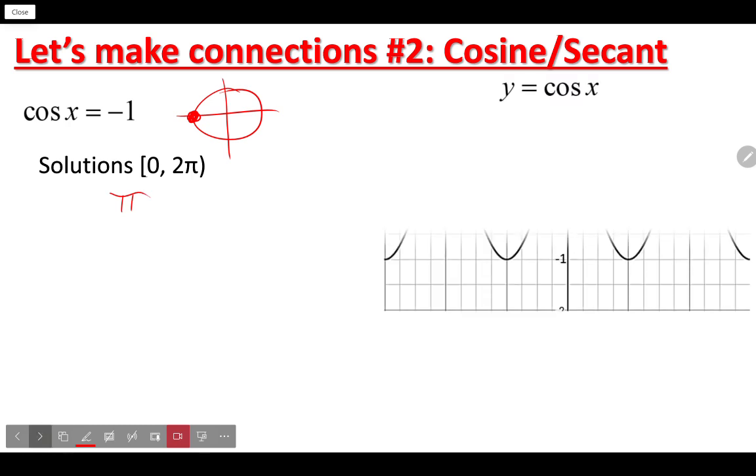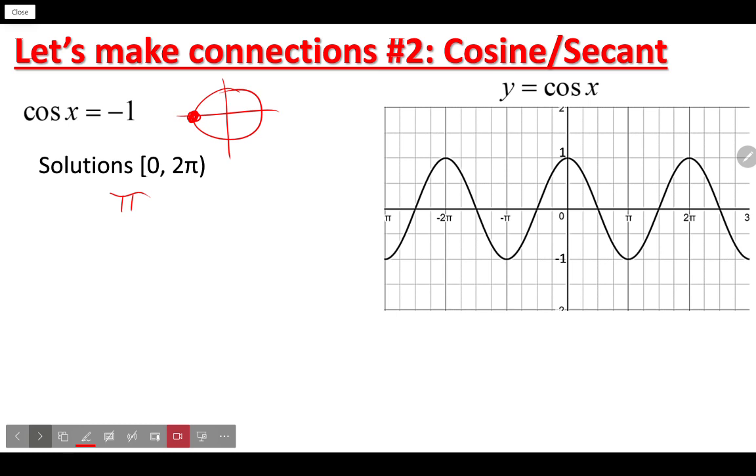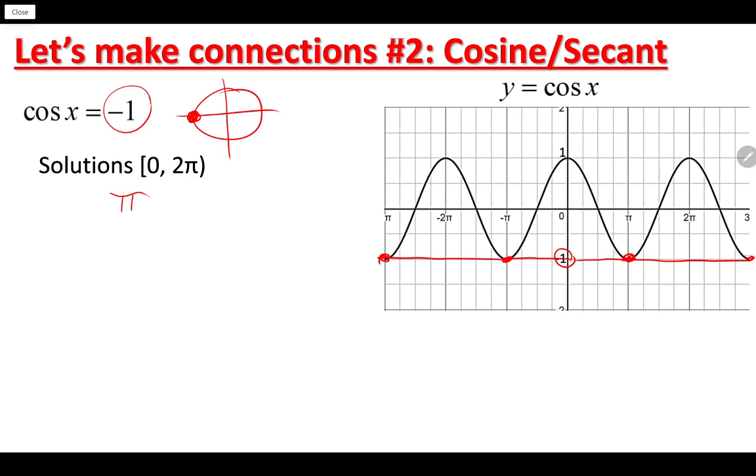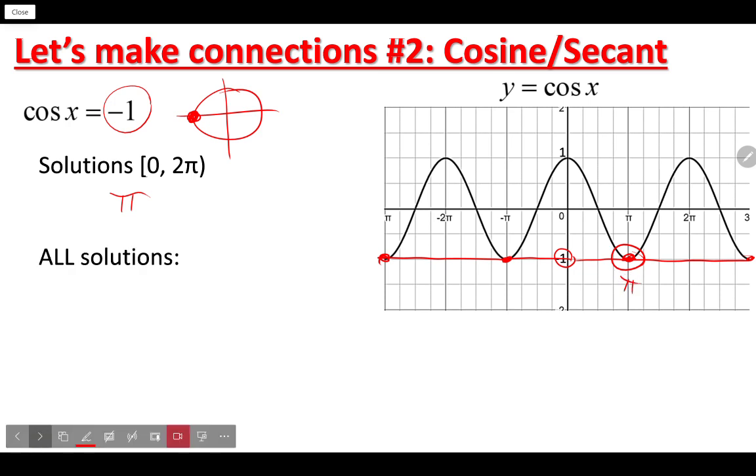Again, let's relate it to our graph that we know. Our cosine curve looks like this. So where cosine of x is -1, this is my -1 on the y-axis. So it's anywhere it hits that. So it's all of these minimums here. Again, I named one solution, that's pi, but see how there are multiple solutions? Those solutions are exactly 2 pi away. So here I would name it as x equals pi plus 2 pi n.